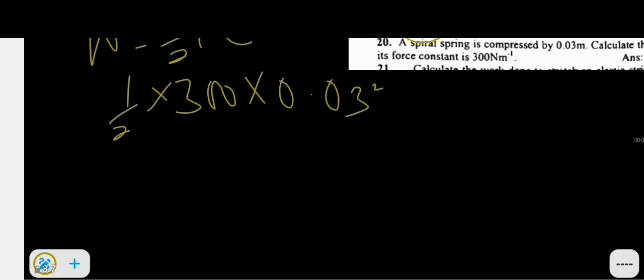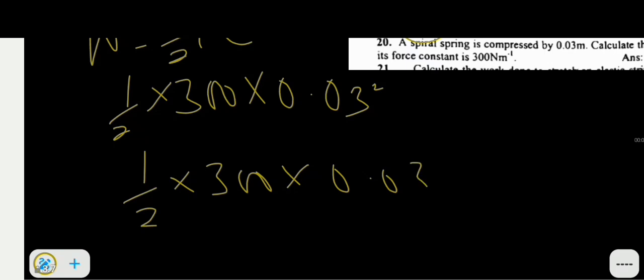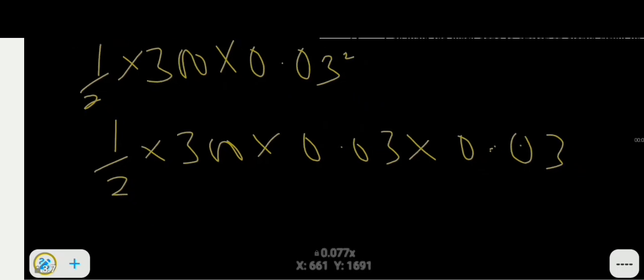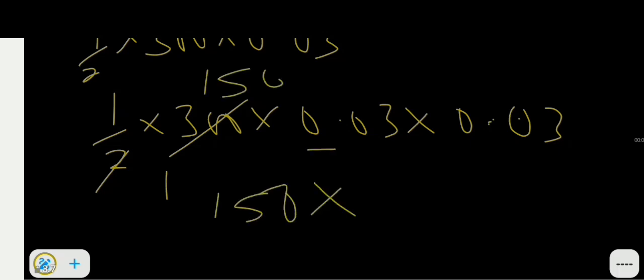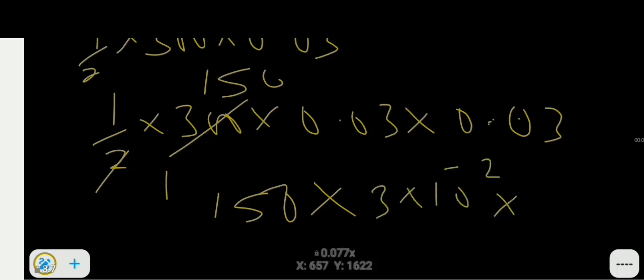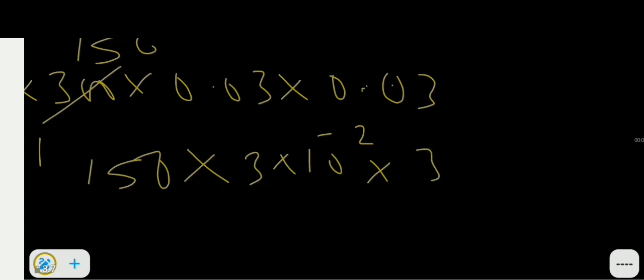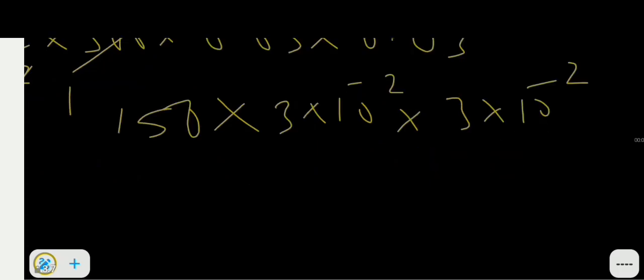If you solve this, you're going to get 1 over 2 times 300 times 0.03 times 0.03. That's the meaning of 0.03 squared. So 2 goes into 300, 150. So you have 150 times, and this part here can be written as 3 times 10 to the power minus 2. Times 0.03 is also 3 times 10 to the power minus 2. Use indices and add these two. That will give you 10 to the power minus 4, since 2 plus 2 is 4.